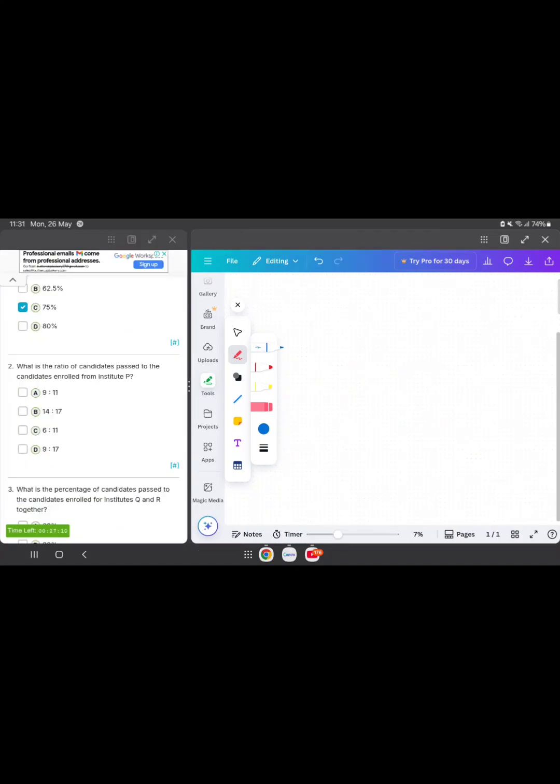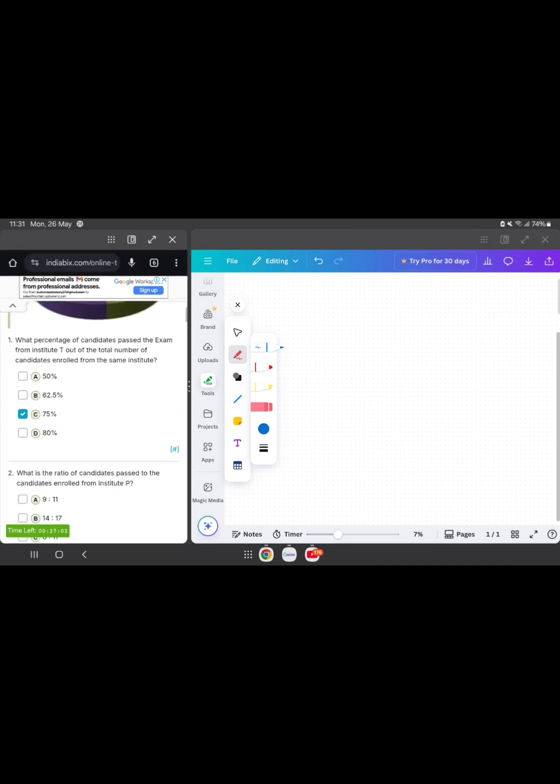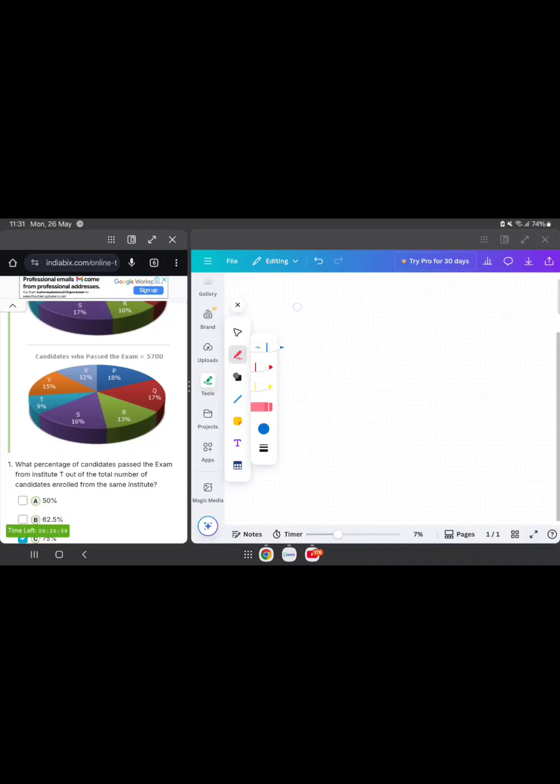Next, what is the ratio of candidates passed to the candidates enrolled from Institute P? For the ones who passed, I'll just write them as PP. It will be 0.18 times 5,700, which is equal to 1,026.